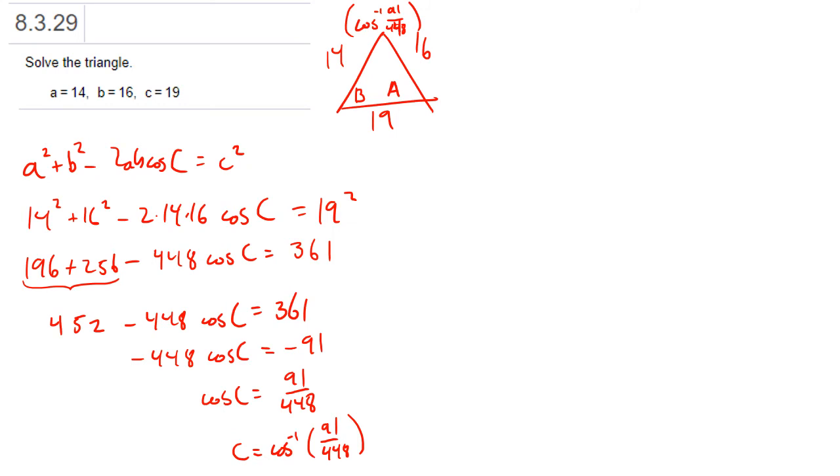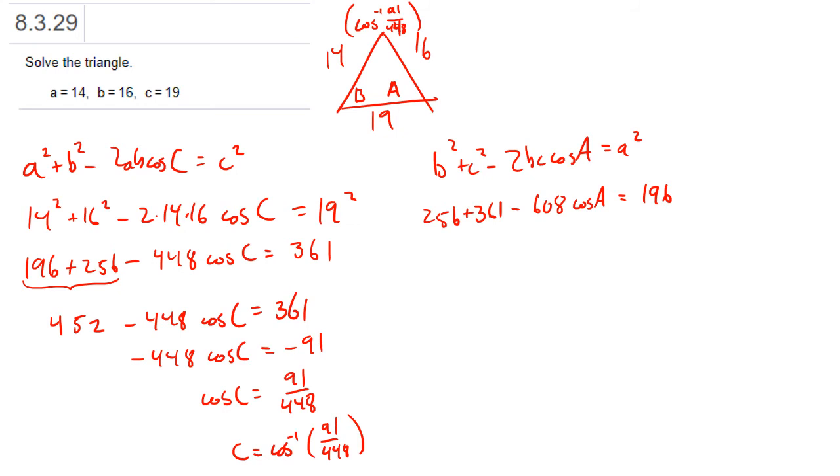Let's find one more angle. So let's do, for example, b squared plus c squared minus 2bc times the cosine of capital A equals little a squared. All right, now b squared is 256. We already figured that out. C squared is 361. 2 times b times c, that's going to be 2 times 16 times 19. 2 times 16 times 19 is 608. Capital A I don't know, and little a squared we've already done is 196.